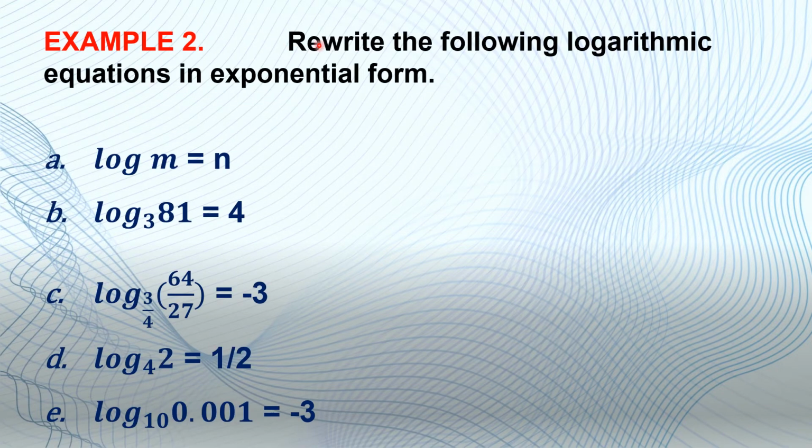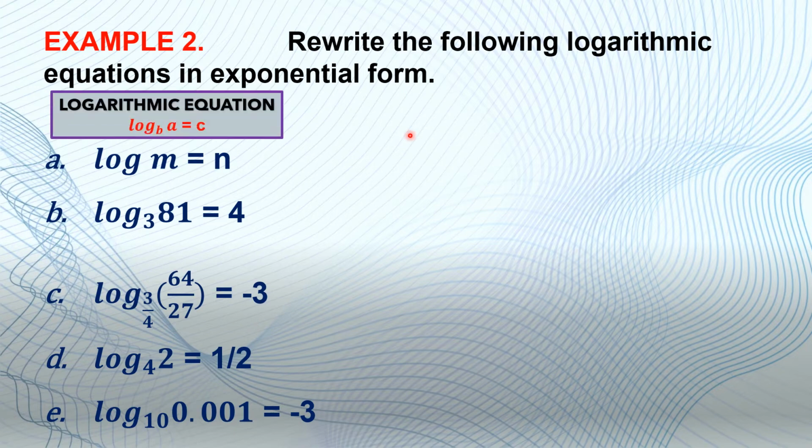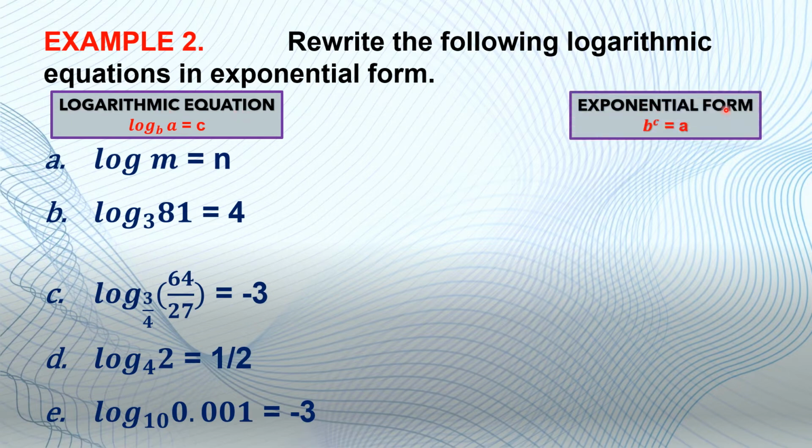Example 2. Rewrite the following logarithmic equations in exponential form. This example 2 is the vice versa of example 1. We are now going to rewrite a logarithmic equation into exponential form. Logarithm of A with base B is equal to C. So our base B and C is written as B raised to C equals A, where A is the answer in the exponential form.